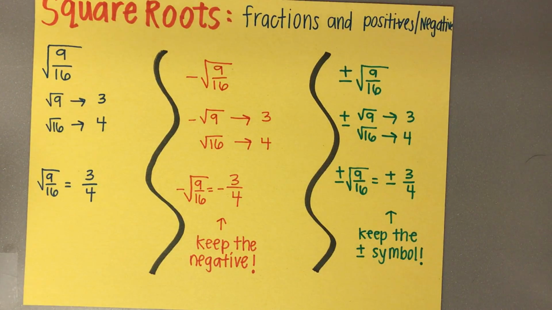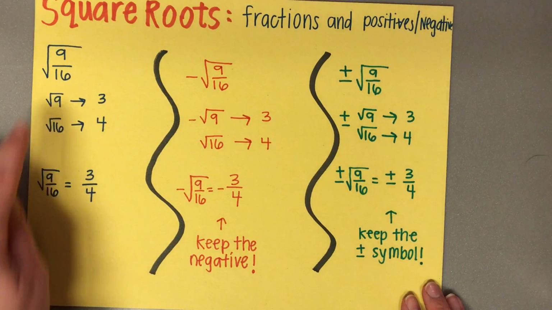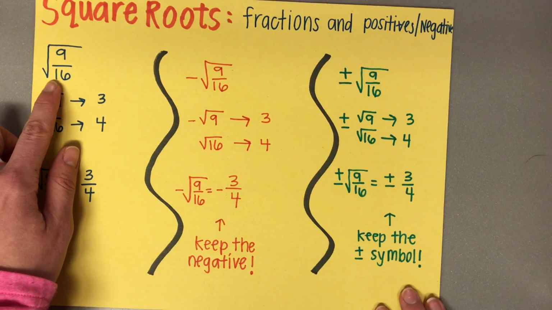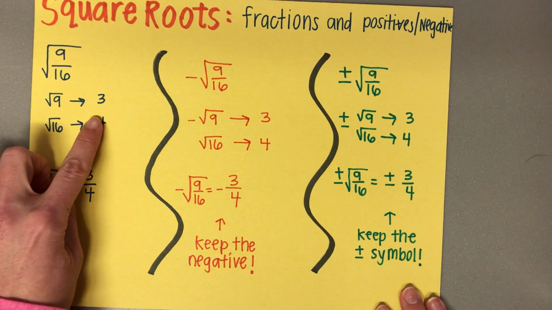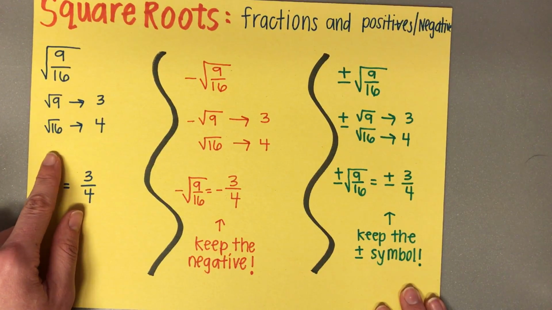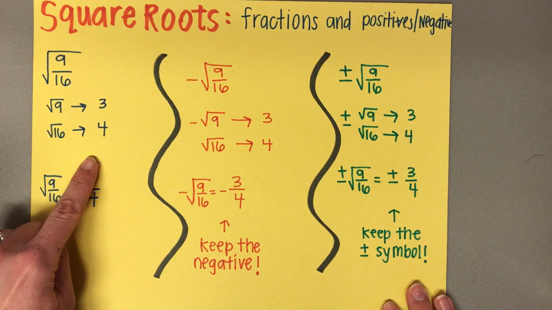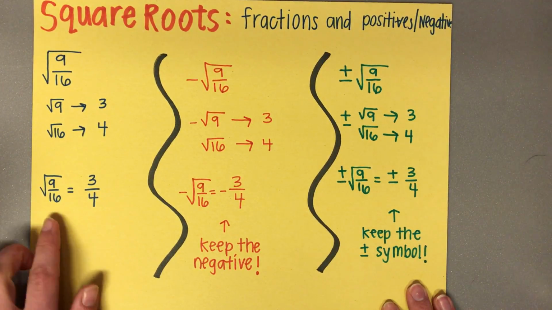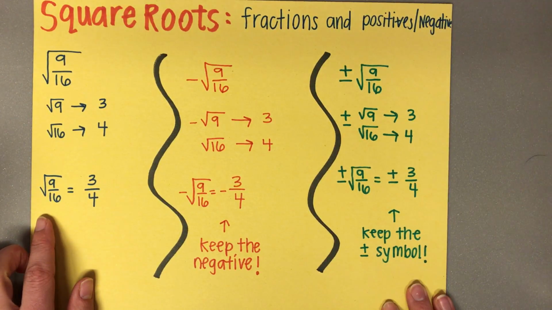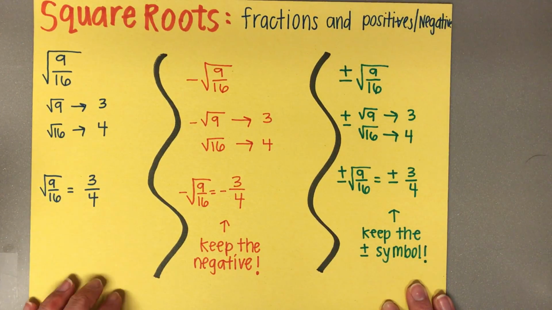Sometimes you may find that there are fractions and negatives involved in finding square roots. These are solved the same way. Take the example on this page, the square root of 9/16. First, you find the square root of 9, which is 3. Then you find the square root of 16, which is 4. Put them together and you get the square root of 9/16 is equal to 3 over 4.